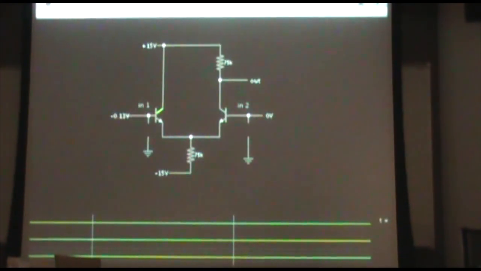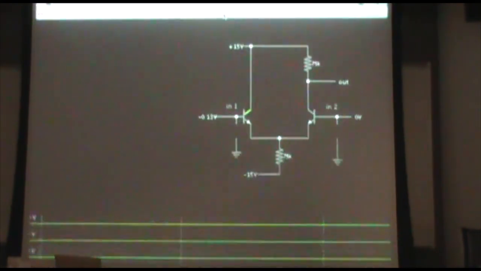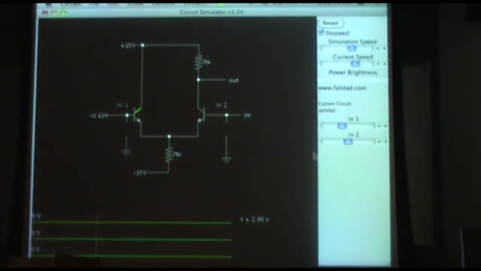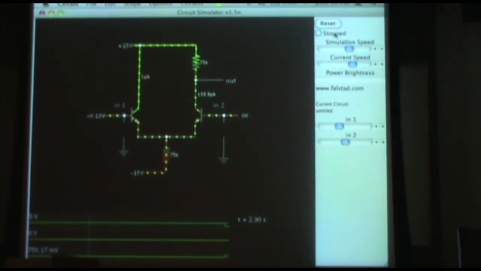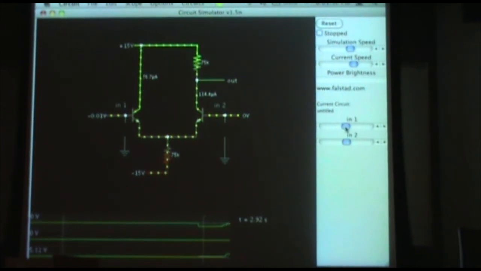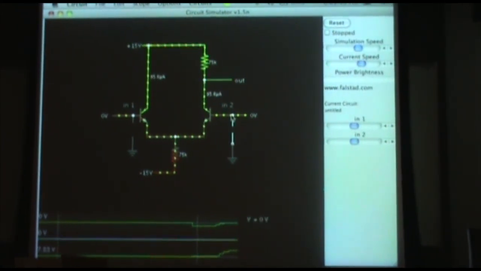Circuit simulator here. Okay. So what you can see here, I've set the voltages at both of these bases to zero. You have a negative 15 volt supply and a positive 15 volt supply here.